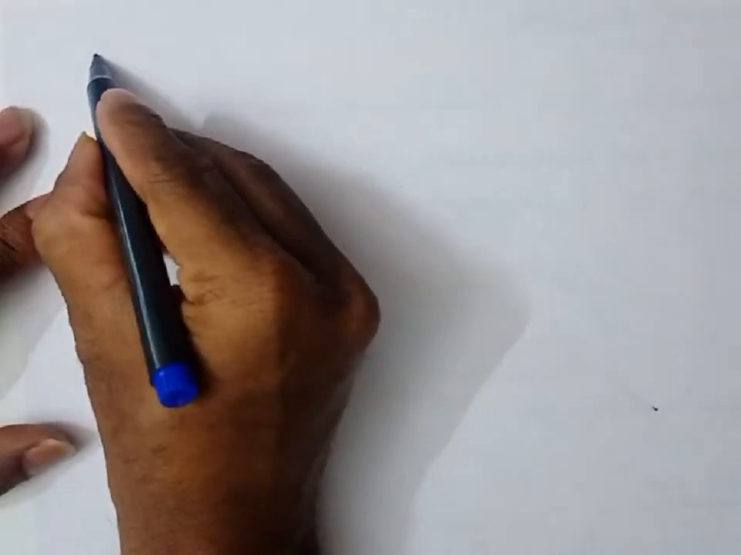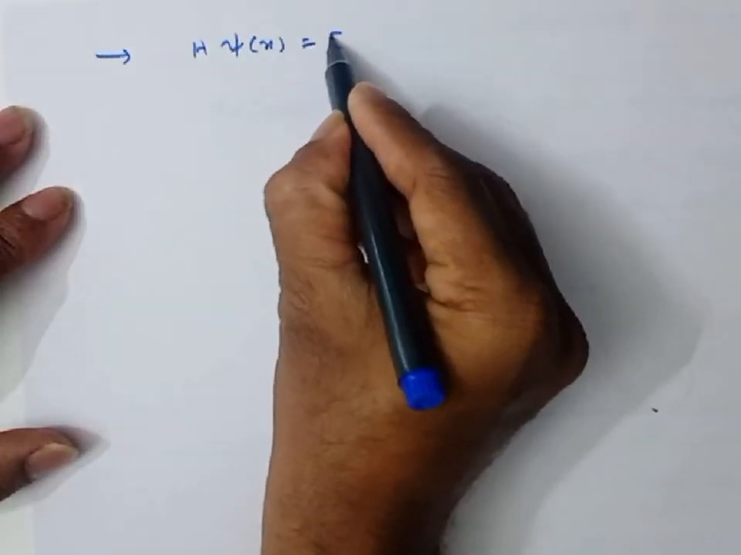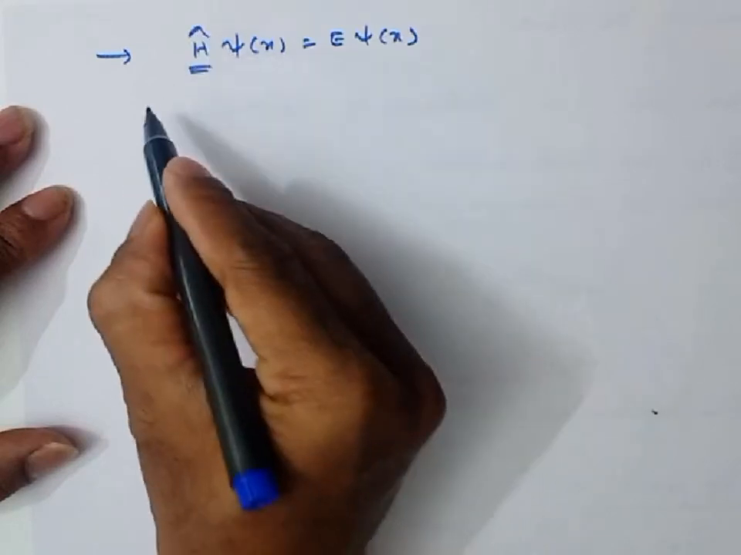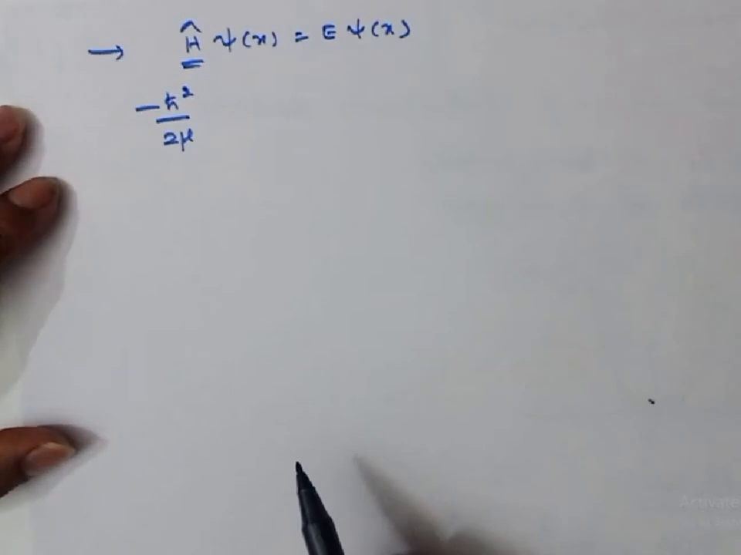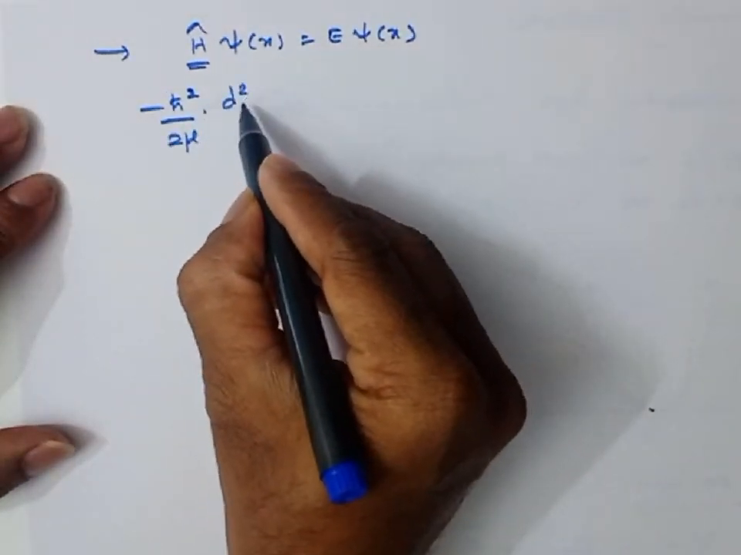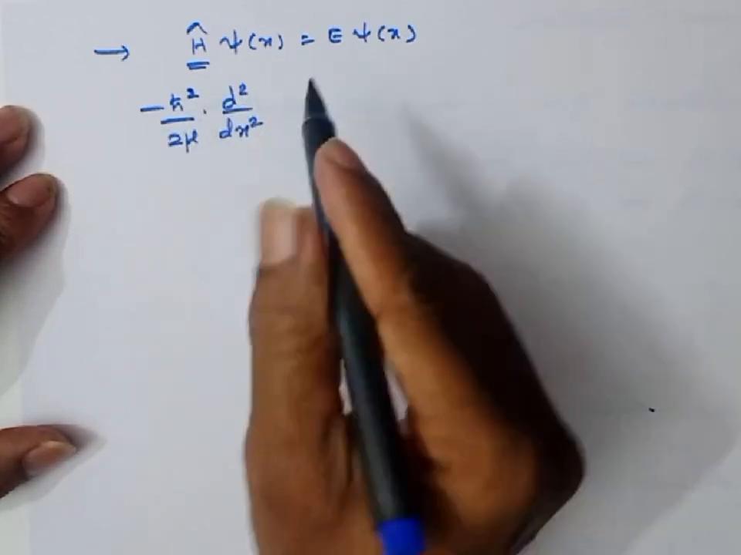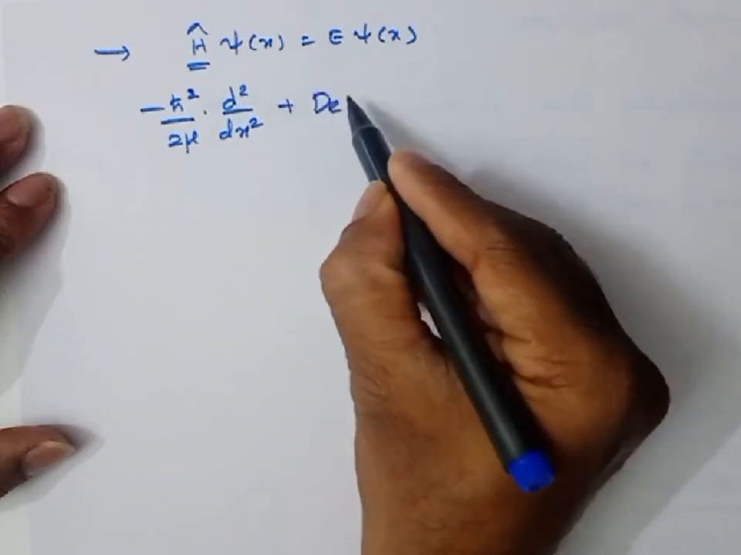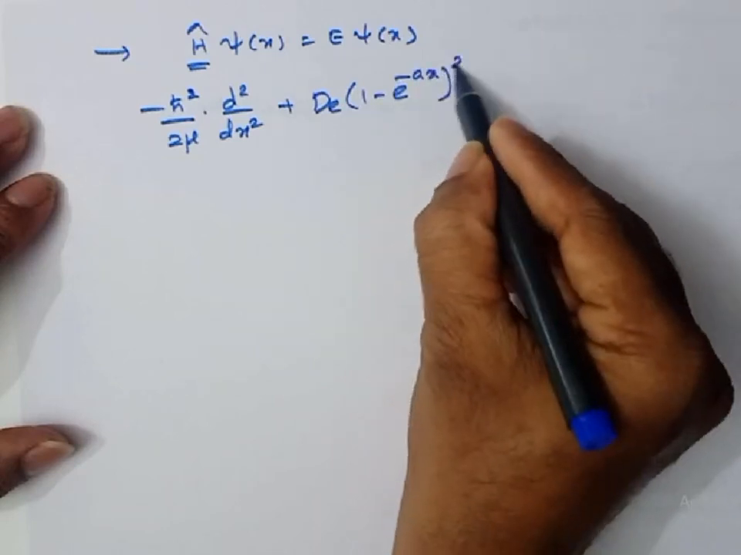Using this potential energy function, if you solve the Schrodinger equation, that is H psi of x equal to E into psi of x, what is the Hamiltonian operator? Minus h bar square by 2 mu, where mu is the reduced mass, into d square by dx square. This is the kinetic energy operator for one dimension, plus what is the potential energy? The Morse potential energy, that is D_E into (1 minus e power minus ax) the whole square.